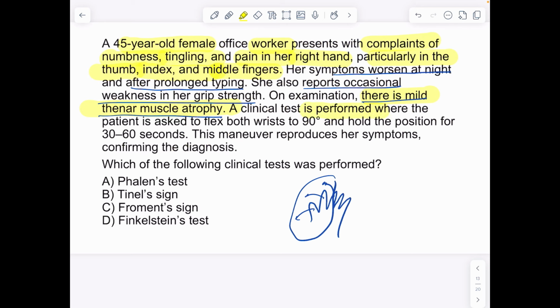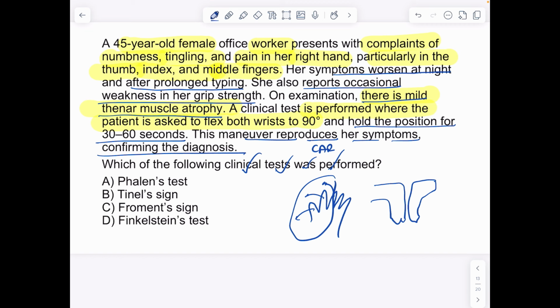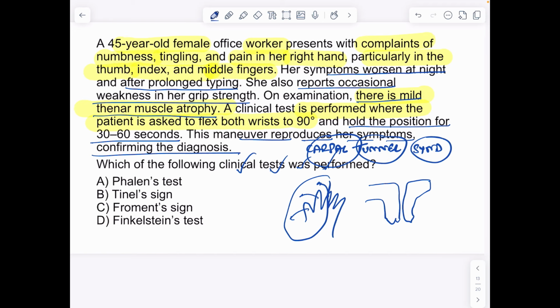A clinical test is performed where the patient is asked to flex both the wrists to 90 degrees. Now this maneuver reproduces her symptoms, confirming the diagnosis. So which of the following clinical tests was performed? Before we come to the clinical test, what is the topic for which the question is asked? Answer is carpal tunnel syndrome. Now you have already identified this. All of you know that carpal tunnel syndrome is associated with median nerve injury.